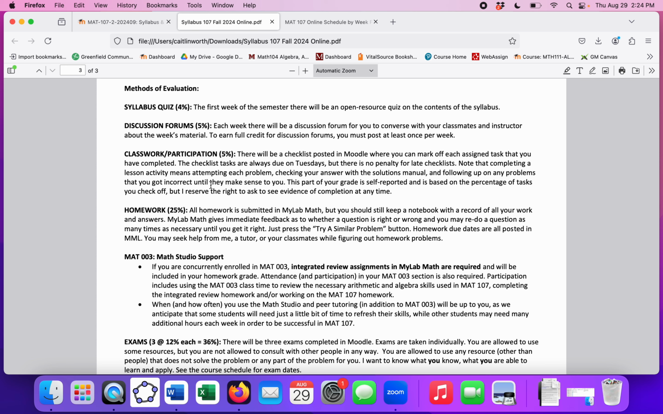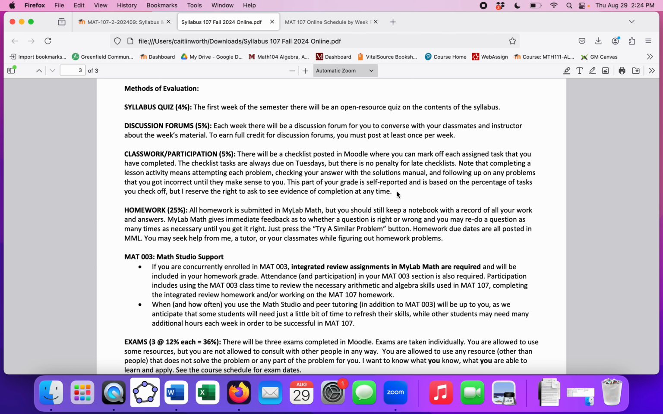Then you have discussion forums weekly where you'd converse with your classmates and your instructor about the week's material. To earn full credit for discussion forums, you just have to post at least once per week. And those are worth 5%. Classwork and participation is worth 5%.